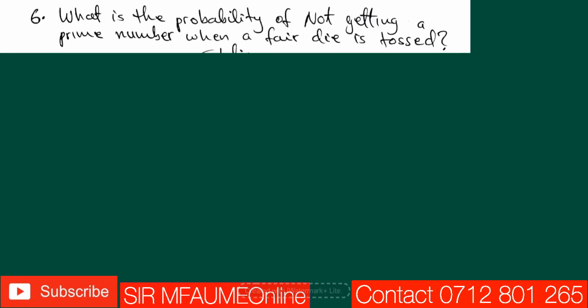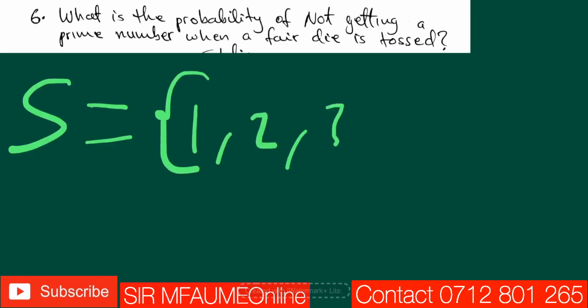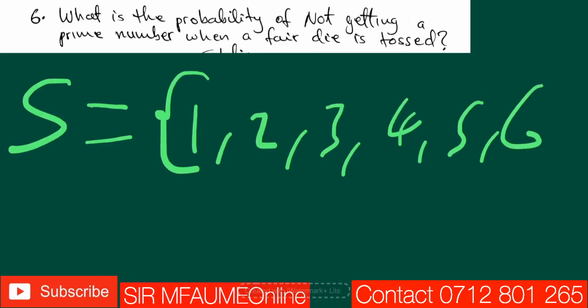Okay, now we have a question here. What is the probability of not getting a prime number when a fair die is tossed? When the fair die is tossed, the sample space will be the integers from 1 up to 6, because we know a die consists of integers from 1 up to 6. So the sample space will be equal to {1, 2, 3, 4, 5, 6}.